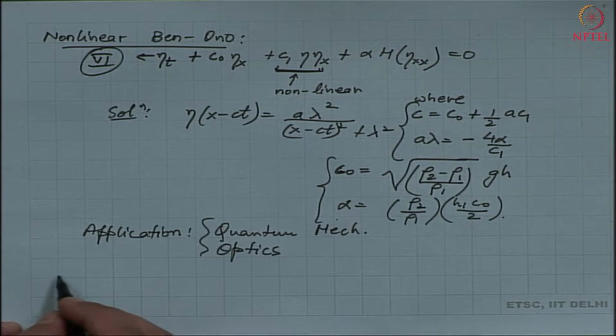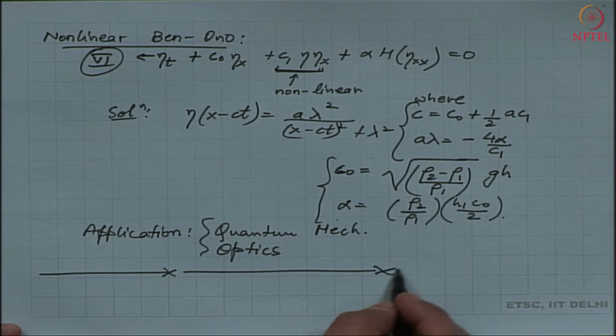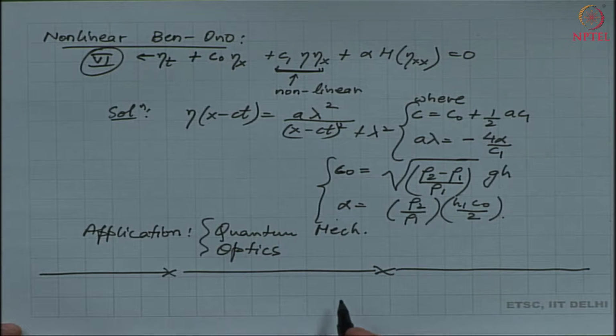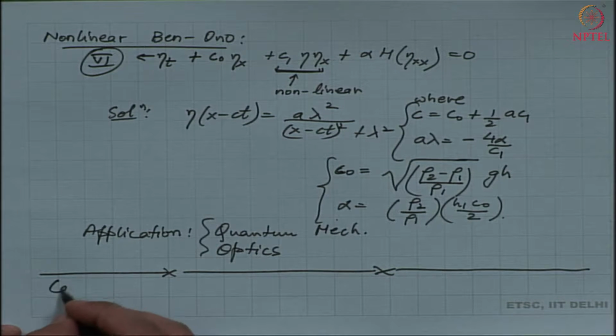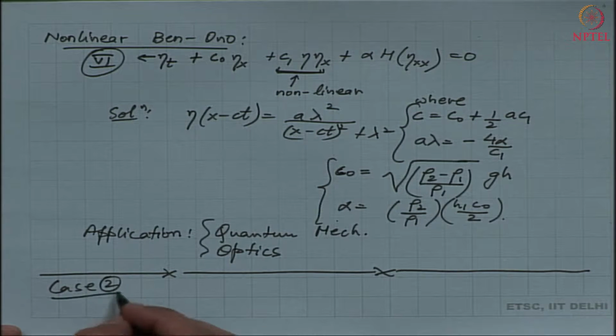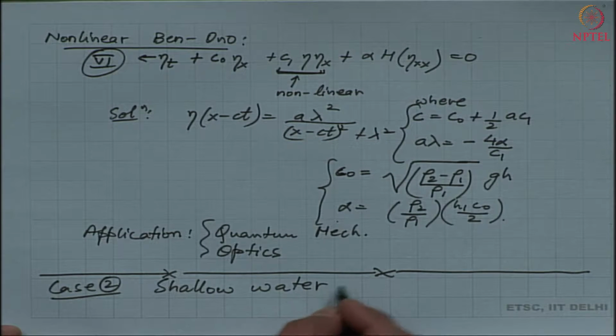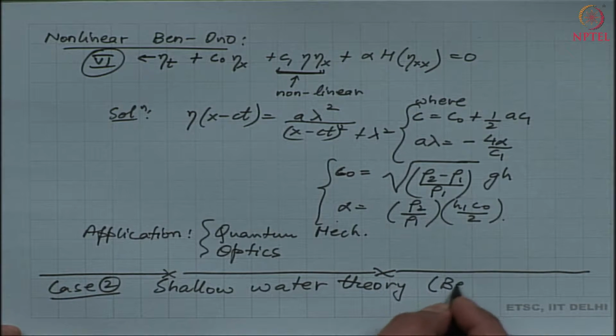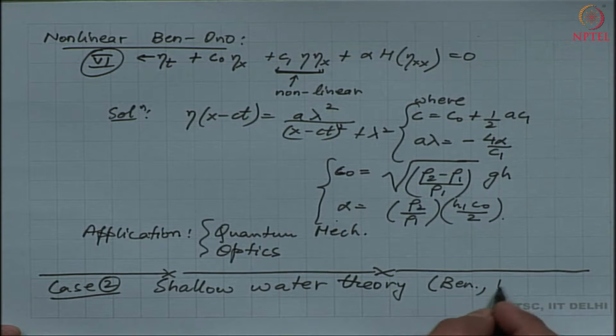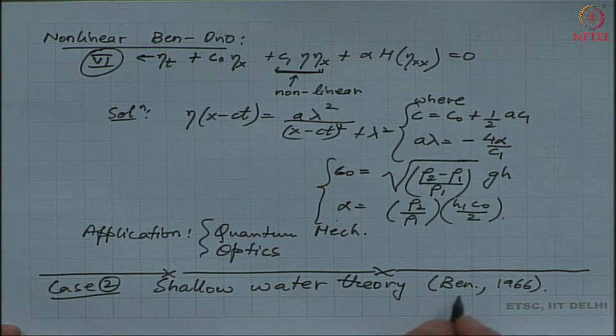Now, I am going to talk about another specific case of these deep and shallow water models. So far I have introduced the deep water model. The second case I wanted to say a little bit about was the shallow water model. So, shallow water theory, again introduced by Benjamin, that was in 66. Okay. So this theory was evolved slightly earlier.